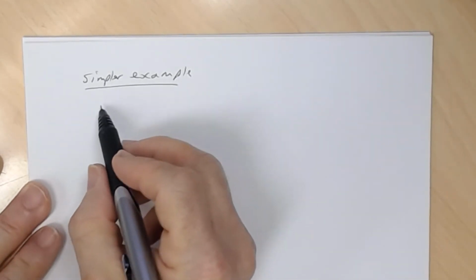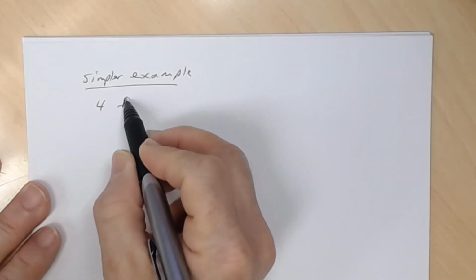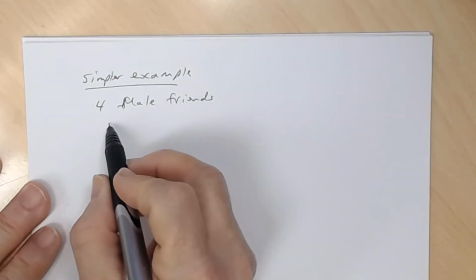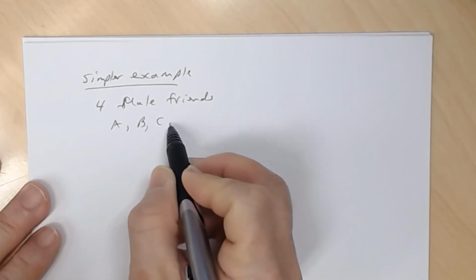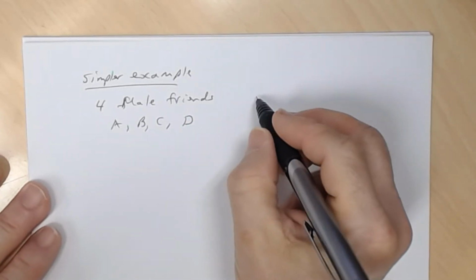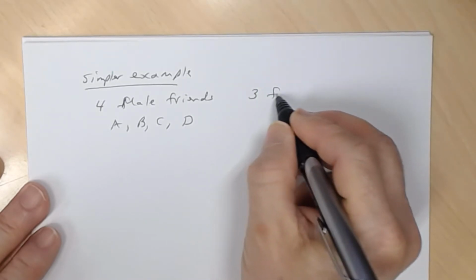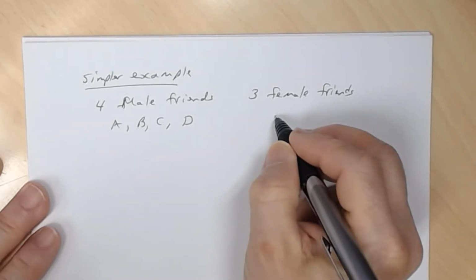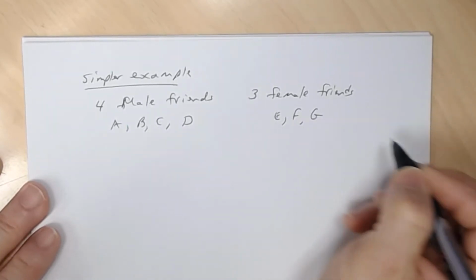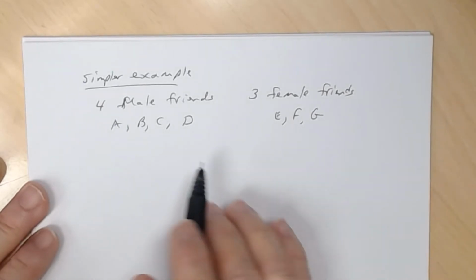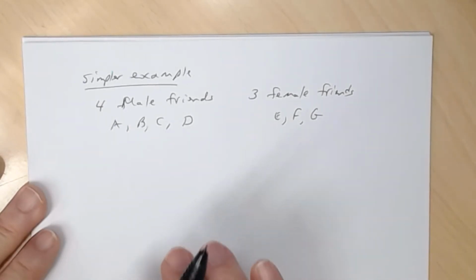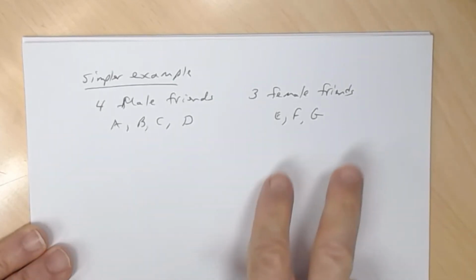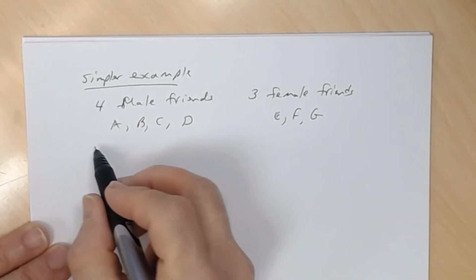Suppose you have 4 male friends, and let's call them A, B, C, and D. And you have 3 female friends, and let's call them E, F, and G. Okay, and you're going on a vacation, and you can only bring 3 male friends and 2 female friends. All right, so you're going on a vacation.